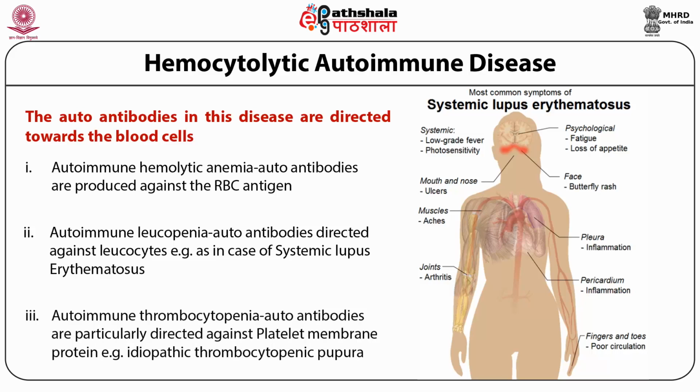Autoimmune thrombocytopenia. The autoantibodies are particularly directed against platelet membrane protein. Autoantibodies against blood platelets leading to idiopathic thrombocytopenic purpura is a typical example. This leads to low platelet count with normal bone marrow and absence of other causes of thrombocytopenia. It causes a characteristic purpuric rash and an increased tendency to bleed.